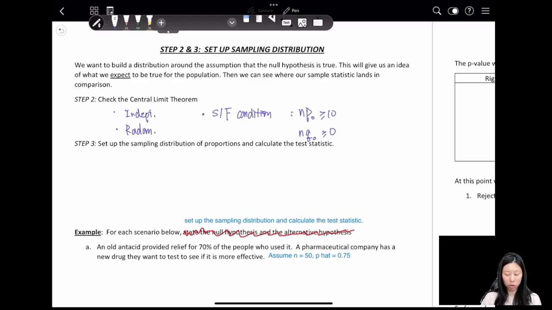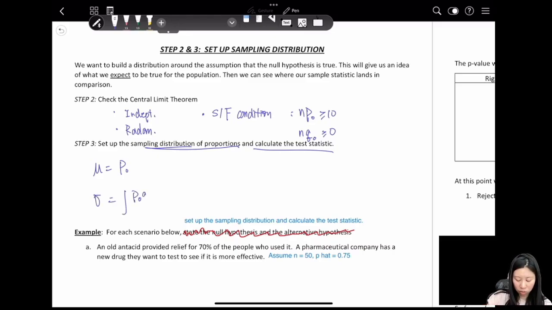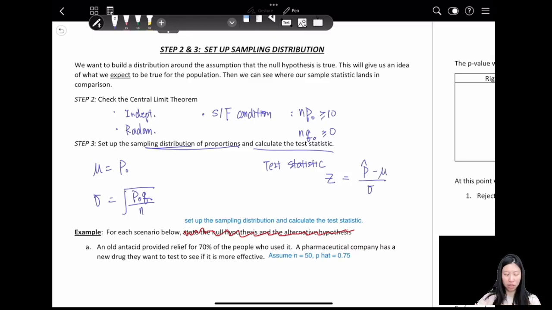Okay, step 3, set up the sampling distribution of proportion and calculate the test statistic. These are 2 different methods, but you should end up with the same result. So let's look at the sampling distribution. We have mu equal to our null hypothesis proportion, and sigma equal to the square root of p naught q naught divided by sample size. For the test statistic, z equals p hat, which is the sample proportion, minus mu, divided by sigma. Remember that mu equals the null hypothesis proportion, and sigma equals the square root of p sub 0 times q sub 0 divided by n.